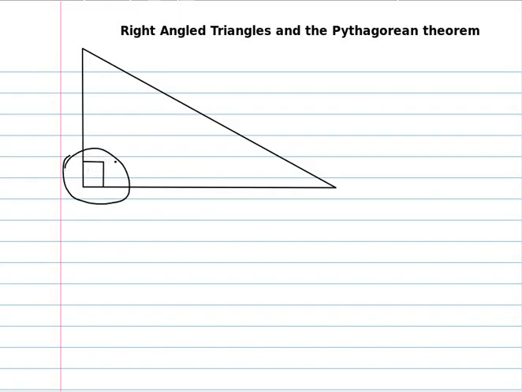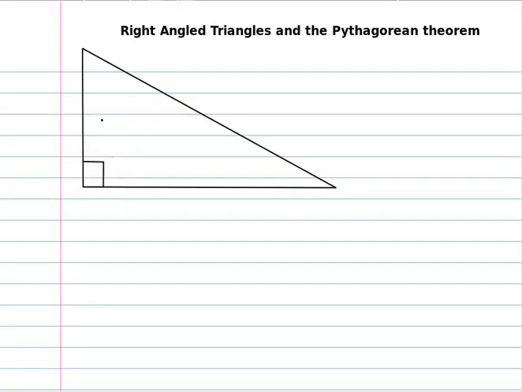The right angle doesn't have to be there. It can really be anywhere, but in this case, it's there, and it's denoted by this square symbol, and that tells us that it's actually a right angle.